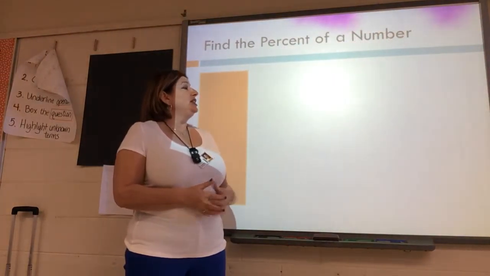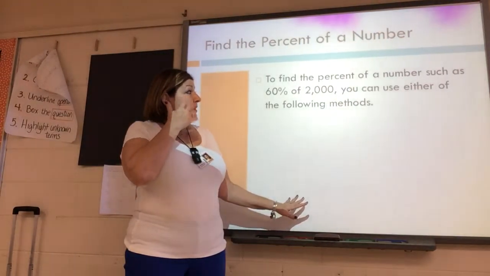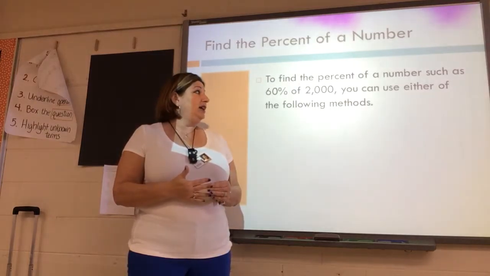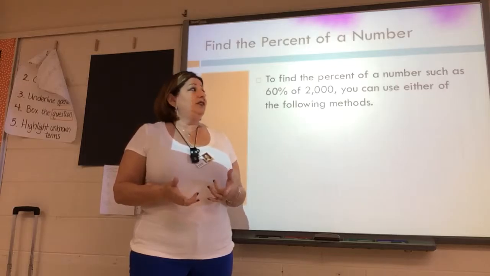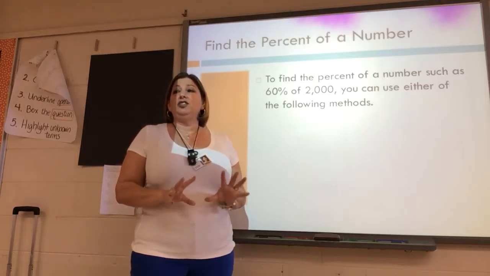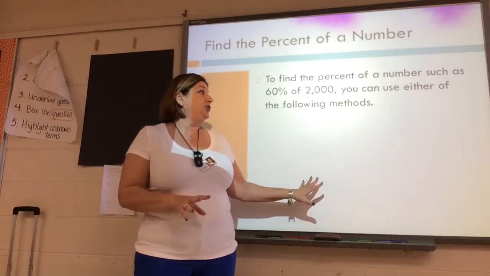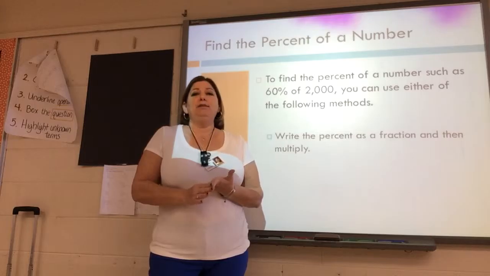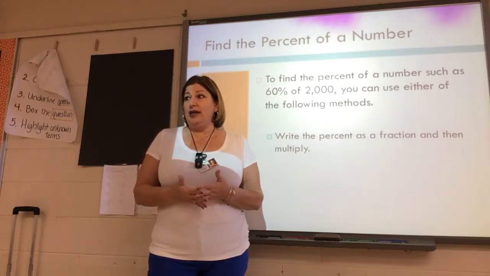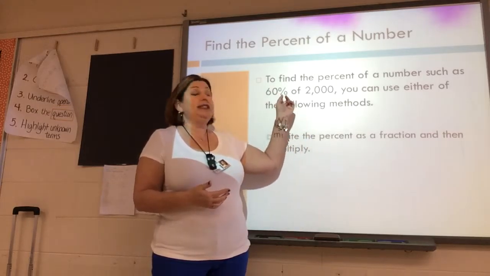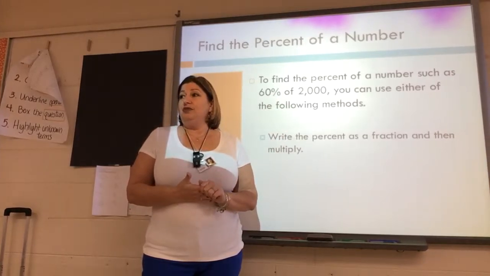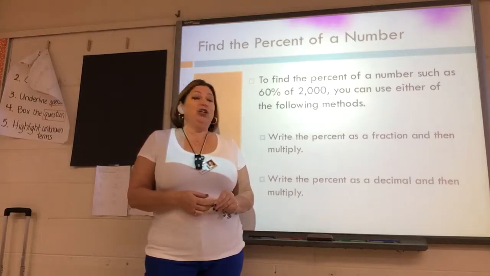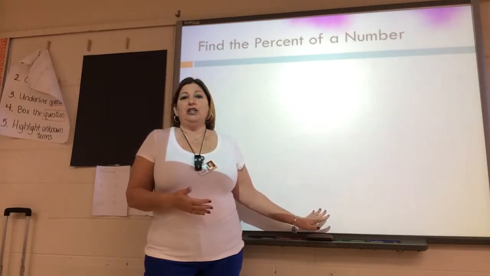Okay, finding the percent of a number. To find the percent of a number, such as finding 60% of 2,000, you can use either of the following methods. So I'm going to give you two methods. You use the one that's easiest for you to use. The first one is when you write the percent as a fraction and then multiply, because you know you can't work with a number if it's in the percent form. So we're going to convert that to a fraction. Or I can write the percent as a decimal and then multiply, whichever you're more comfortable with.